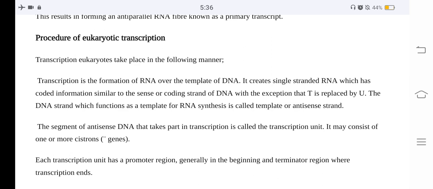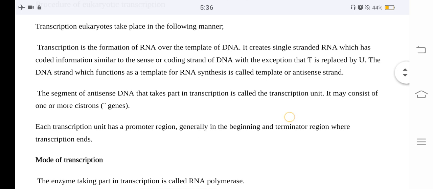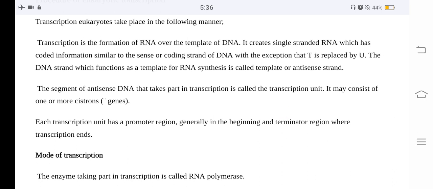Transcription is the formation of RNA over the template of DNA. It creates single-stranded RNA which has coded information similar to the sense or coding strand of DNA, with the exception that T is replaced by U.